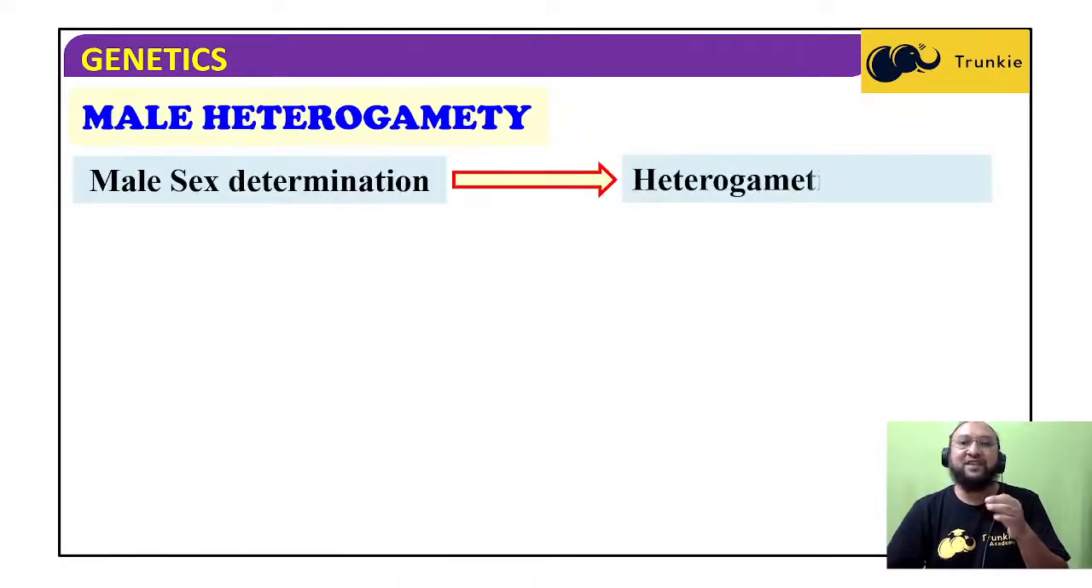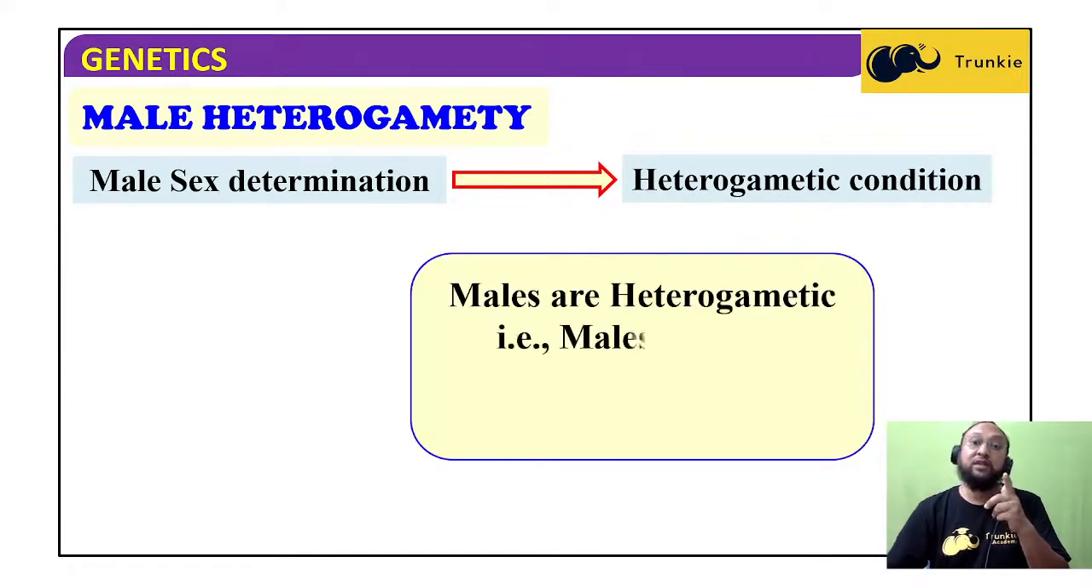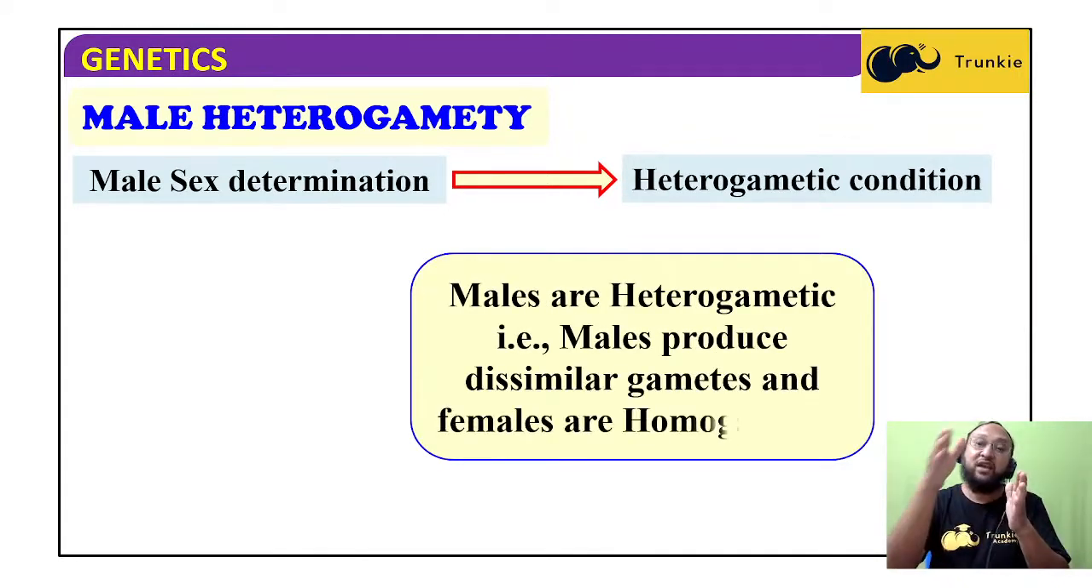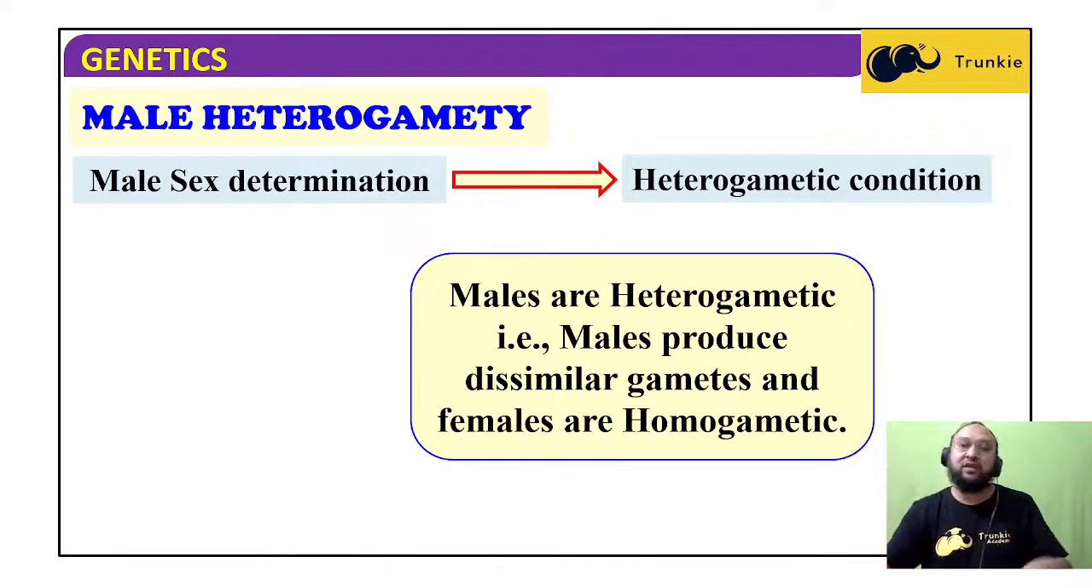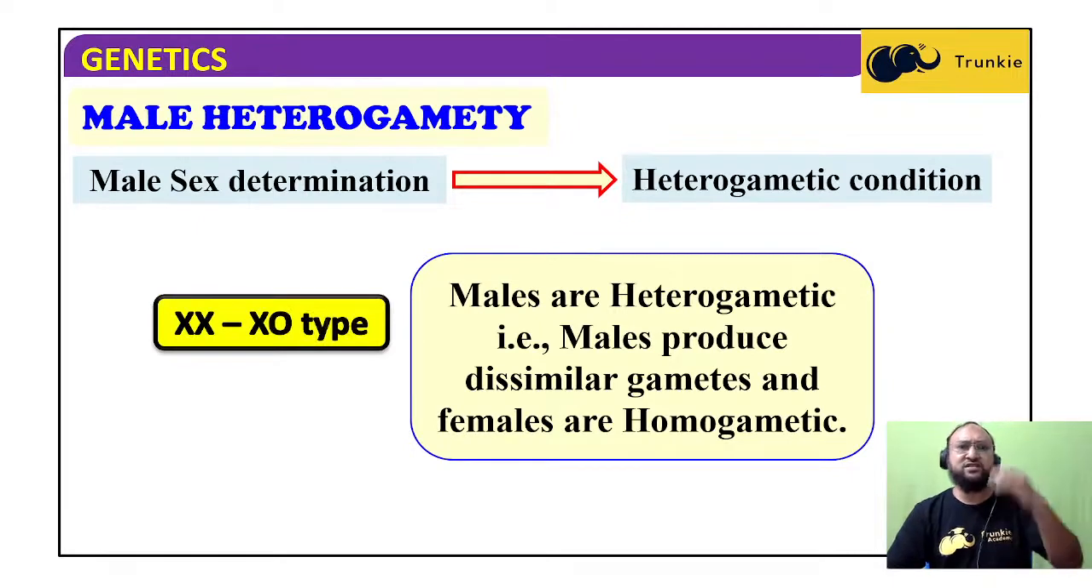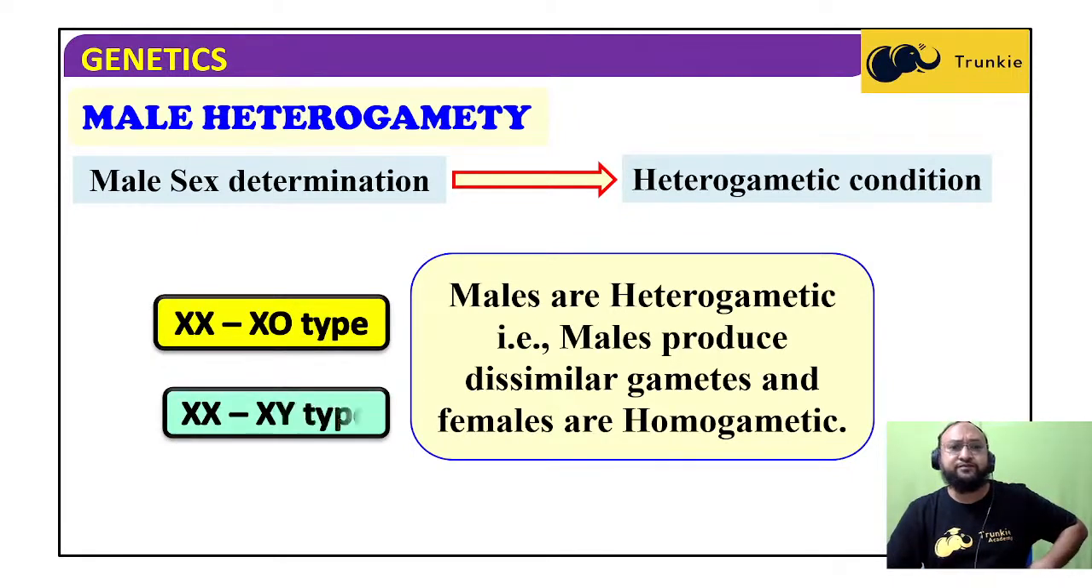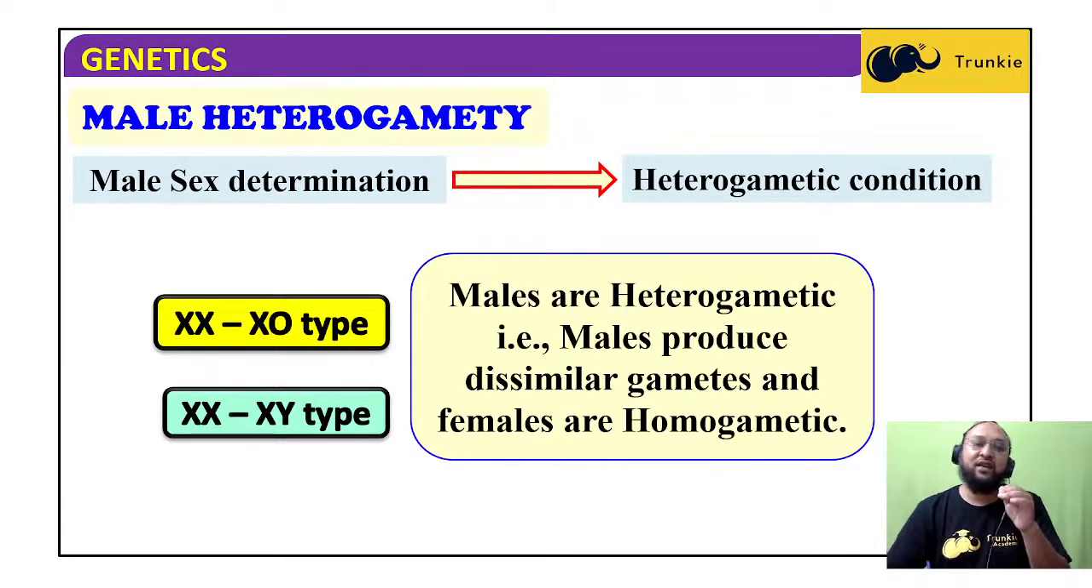Male sex determination, heterogametic condition. If the Y fertilizes with the X, there will be a heterogametic condition. X and Y will be in the zygote, then it will be male sex, the child will be male. So males are heterogametic, producing dissimilar gametes, and females are homogametic. This has been repeatedly told to you. XX or X0 type.